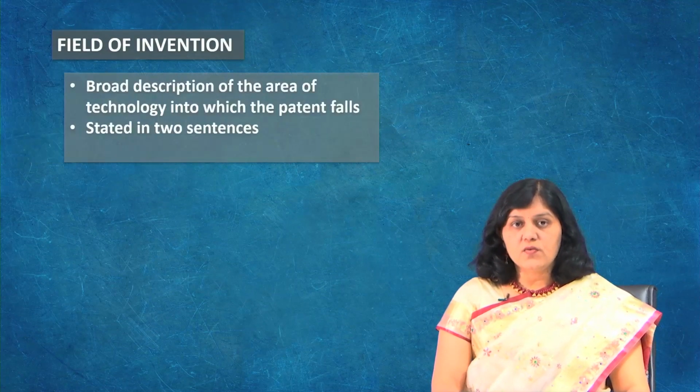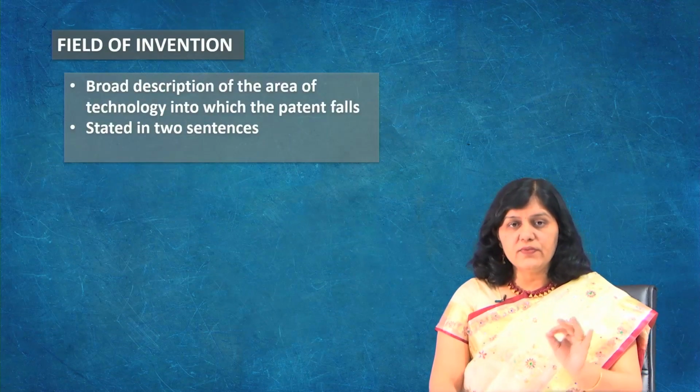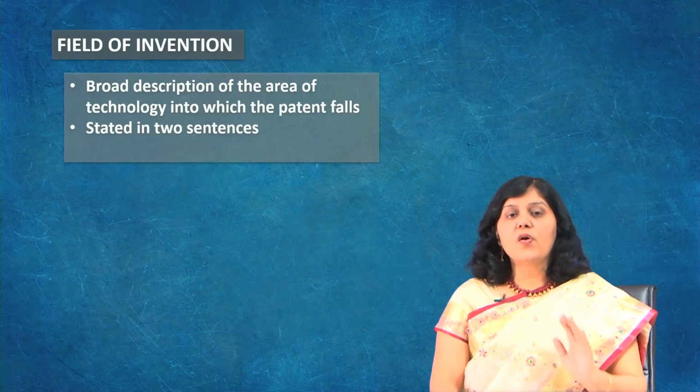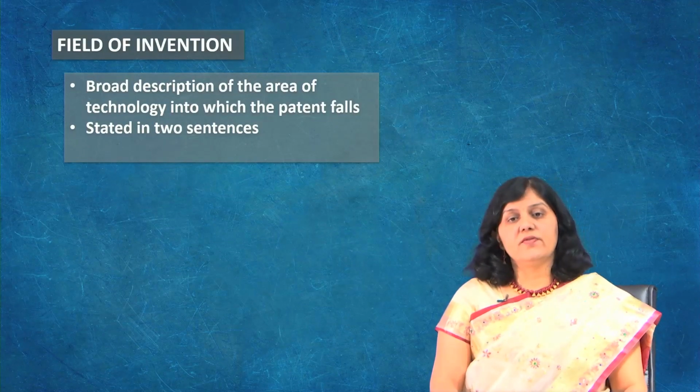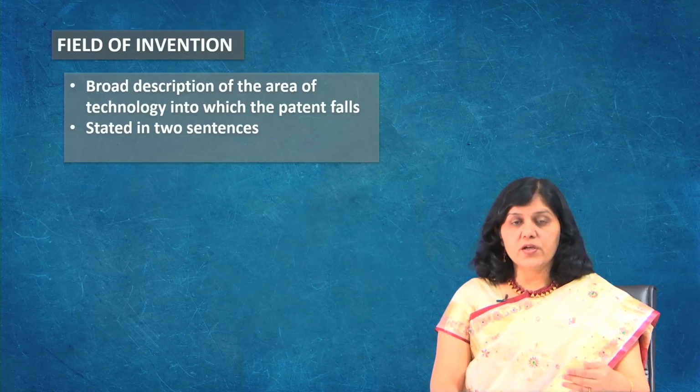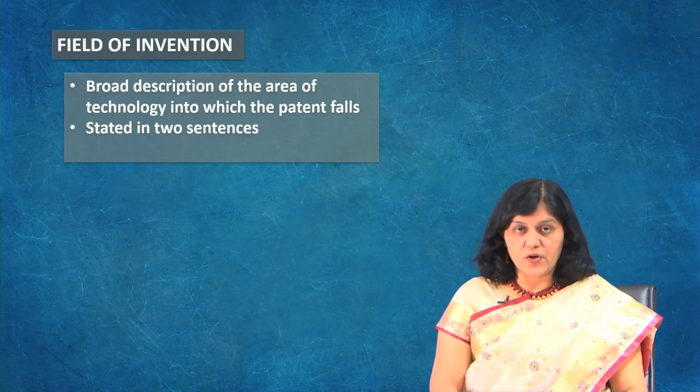Then the next is field of invention. Now, what is that field of invention? It is a brief information about the broad technology domain in which the invention falls. So, this is giving you the idea about the technology domain.